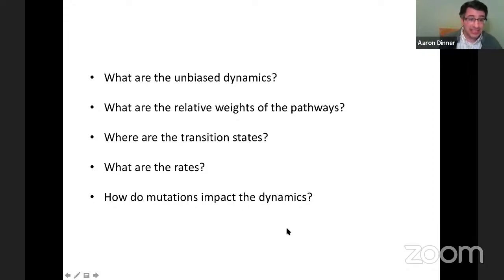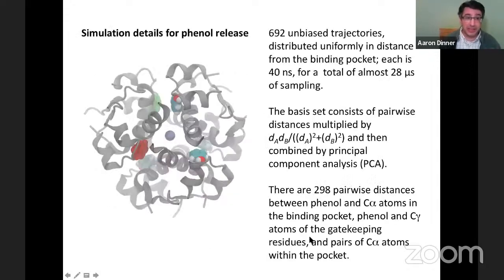Where are the transition states? What are the rates? And then how would mutations impact the mechanism? Okay, so the first thing we have to do is generate some unbiased trajectories. So we pick points out of the ABMD simulations that are roughly evenly distributed in distance from the binding pocket.